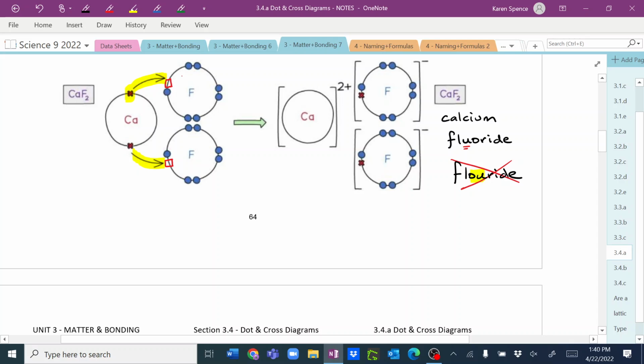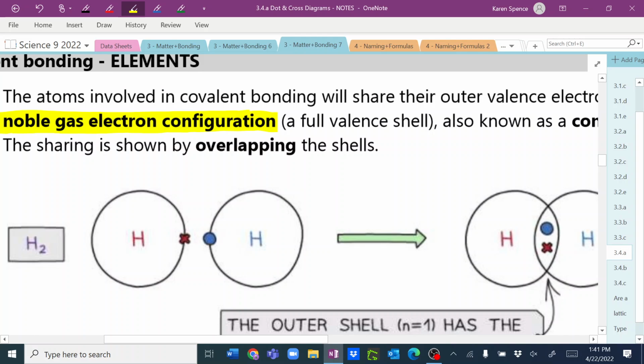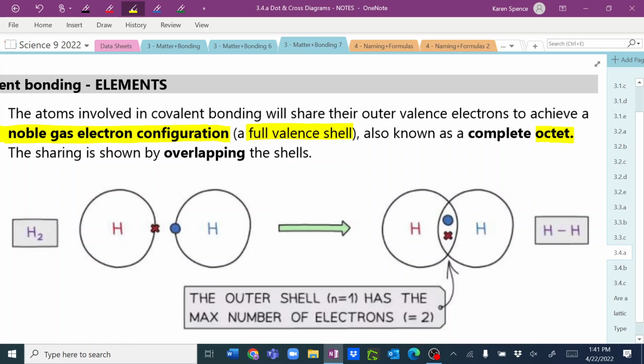So we are trying to get a noble gas electron configuration. What does it mean to have a noble gas electron configuration? Noble gases always have a full valence shell, which is also known as a complete octet. The only time we don't have an octet is with something like hydrogen, because hydrogen only has 1 shell, so how many electrons does it need? 2, but most of them need 8.